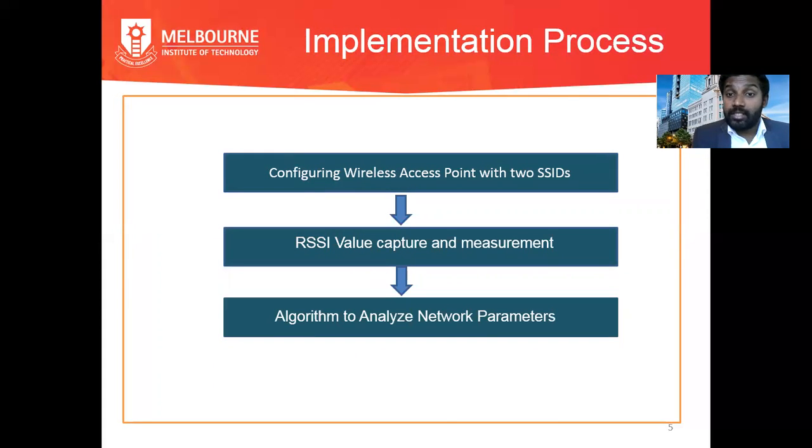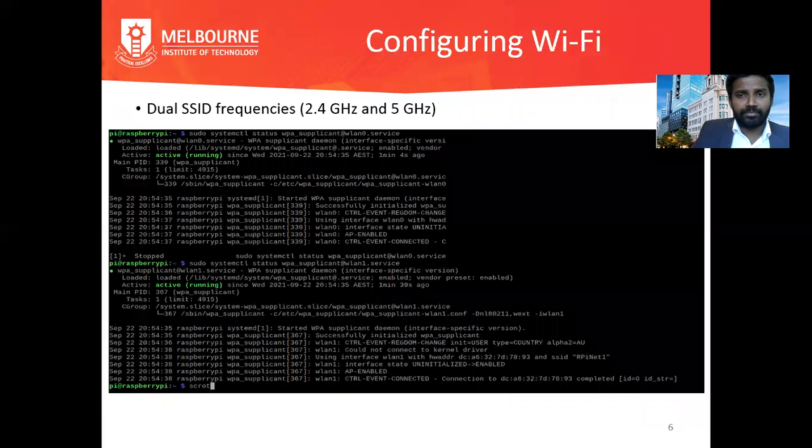Another important aspect of this implementation process is configuring the algorithm to analyze the network parameters. So how am I going to analyze this performance? One would be varying the distances with the RSSI value, and the other parameter would be determining the network throughput while varying the decibel values, or the RSSI values. Likewise, I'm going to do the implementation process of this project.